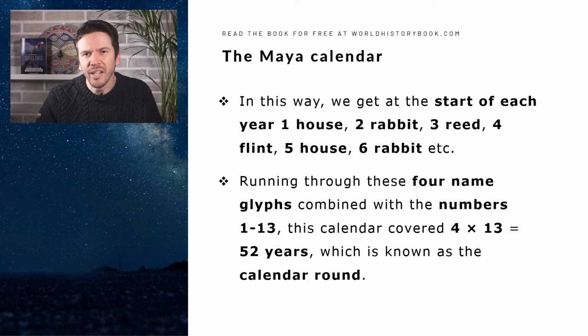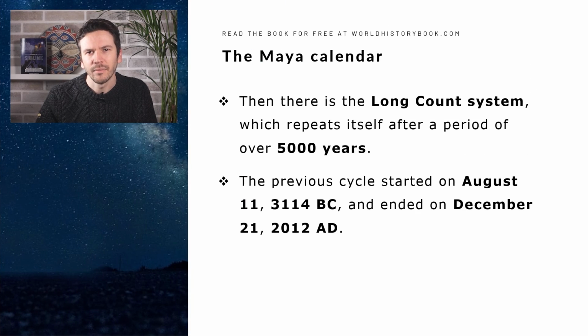Running through those 4 name glyphs combined with those numbers 1 to 13, this calendar covered 4 times 13 is 52 years, until we got back to that first 1 house. And that cycle of 52 years is now called the calendar round. And it was also considered very important among the Mayans.